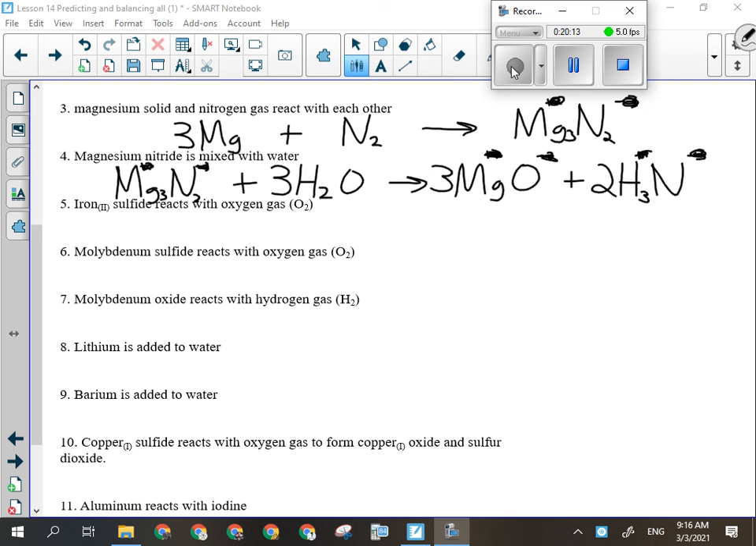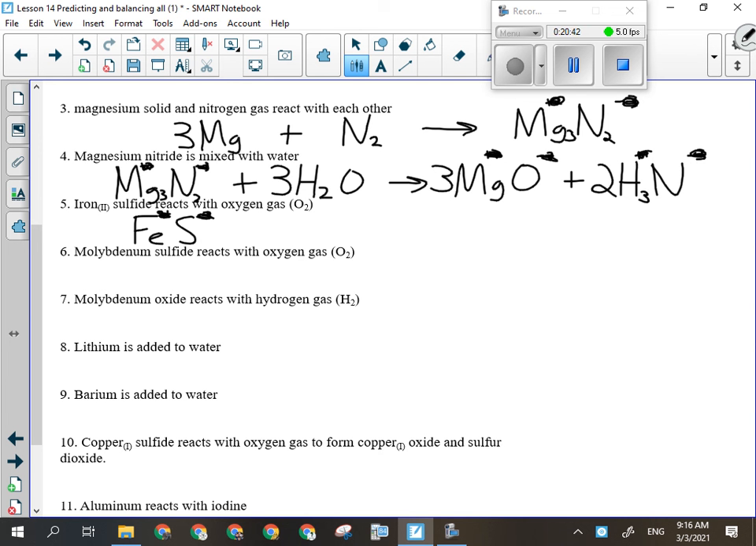Okay, so step 1, we have to write out the reactants in formula form. We've got iron, Roman numeral 2 sulfide. That's an ionic compound, and the Roman numeral tells me what? It tells me the charge on iron. So it tells me this is the iron with the 2+ charge, and sulfur always has a -2 charge. So this compound is okay the way it is written.